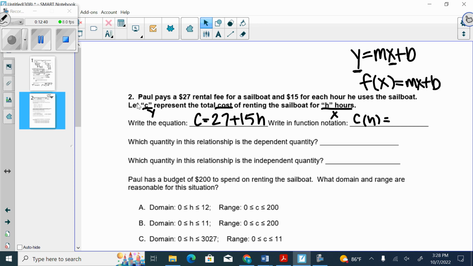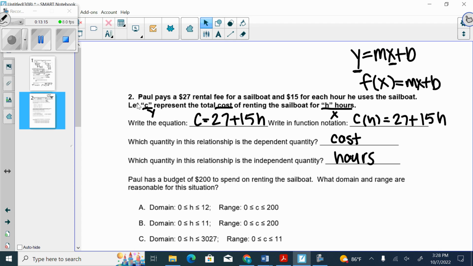So what did we say our rule was? 27 plus 15h. All right. Okay, so again, which one of these quantities is the dependent? Yes, C, right? And C is representing the cost. And my independent is my hours. Very good.